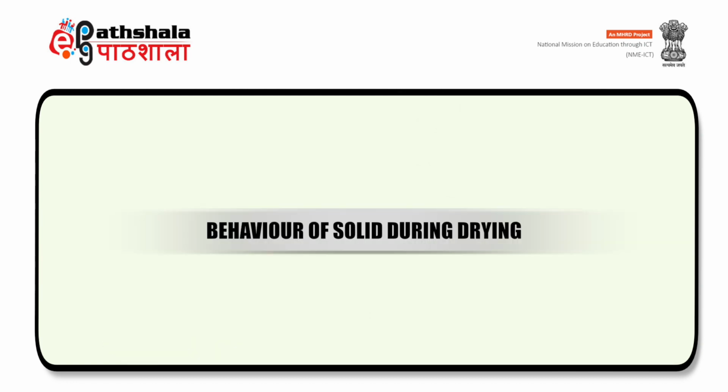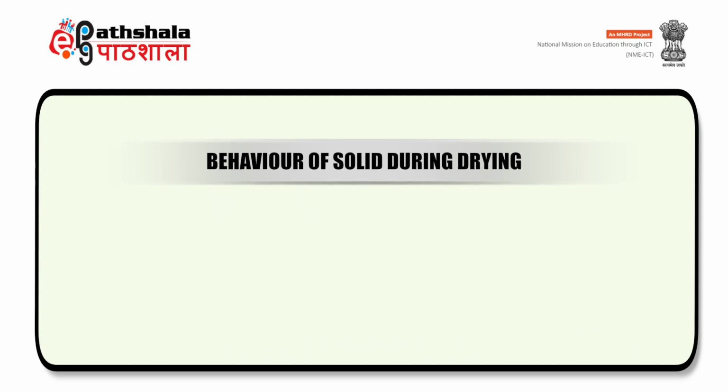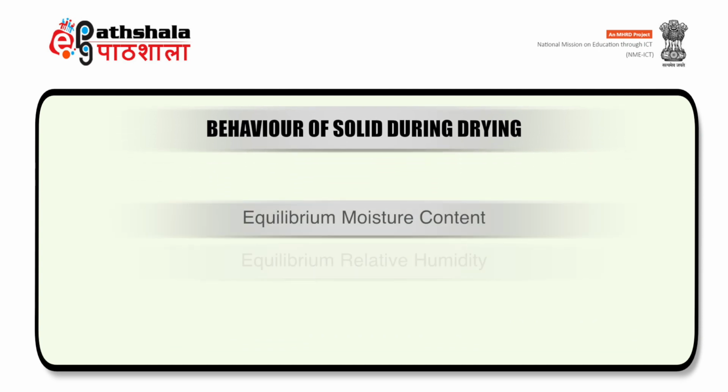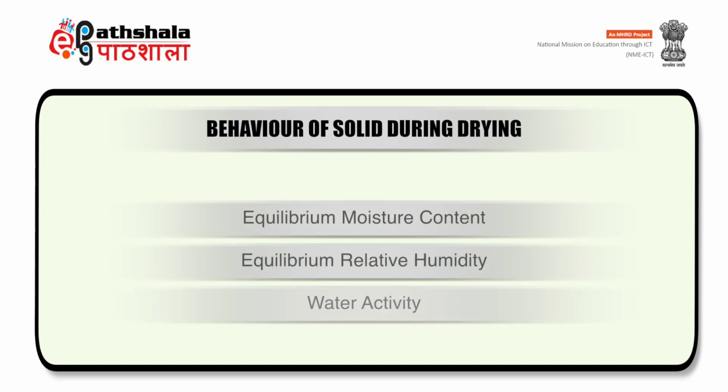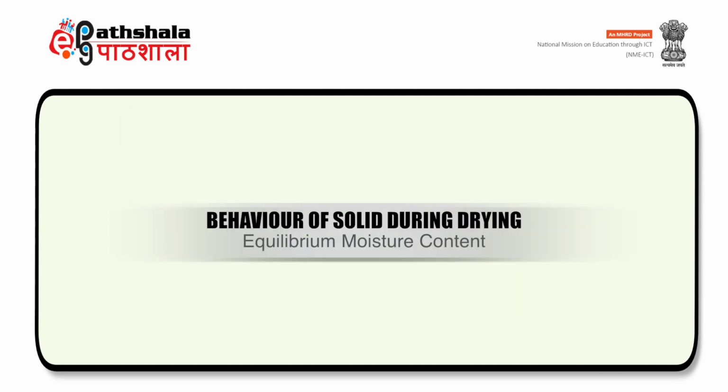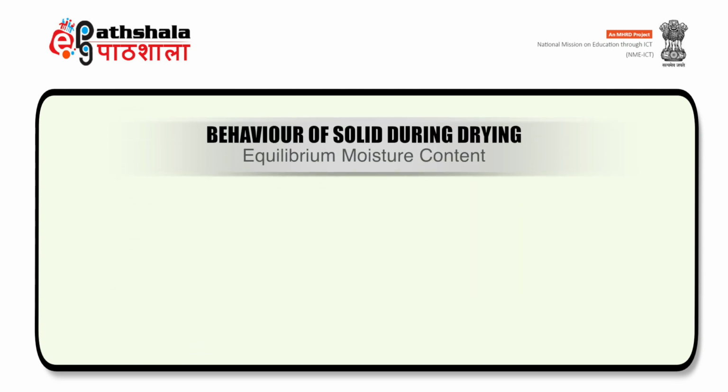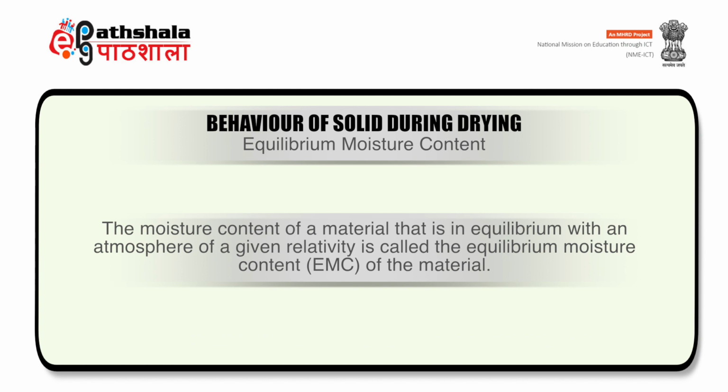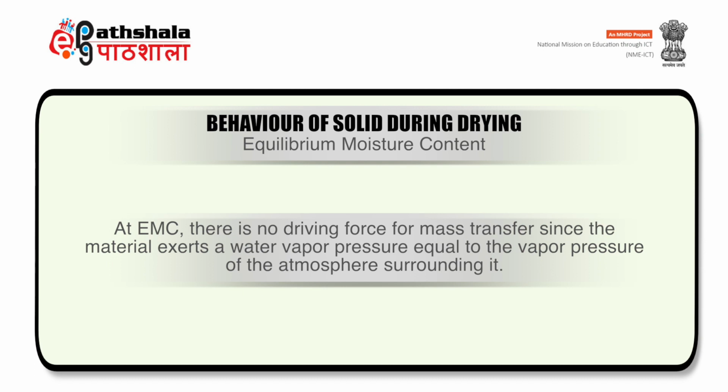Thus, from previous learning, we can define certain terms like equilibrium moisture content, equilibrium relative humidity and water activity. Now first we will talk about equilibrium moisture content. The moisture content of a material that is in equilibrium with an atmosphere of a given relative humidity is called the equilibrium moisture content of the material. At equilibrium moisture content, there is no driving force for mass transfer since the material exerts a water vapor pressure equal to the vapor pressure of the atmosphere surrounding it.